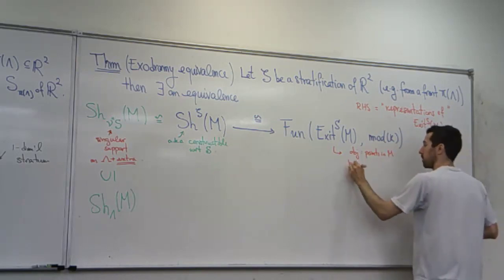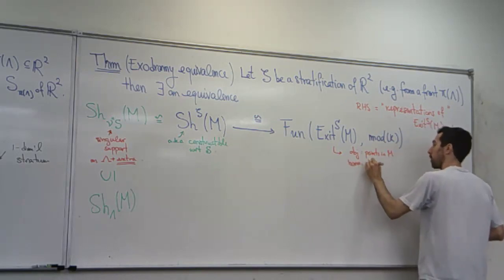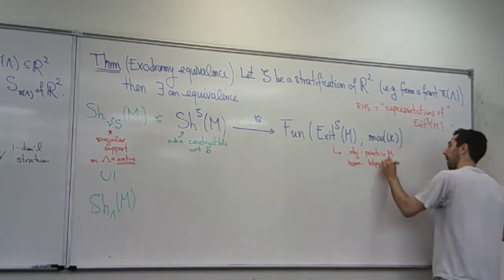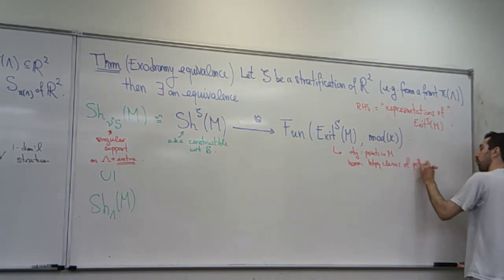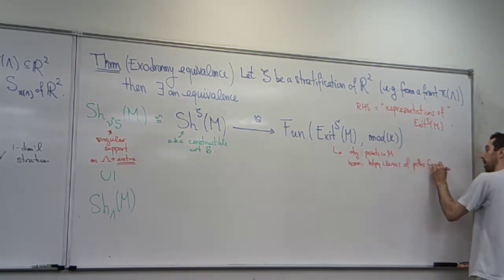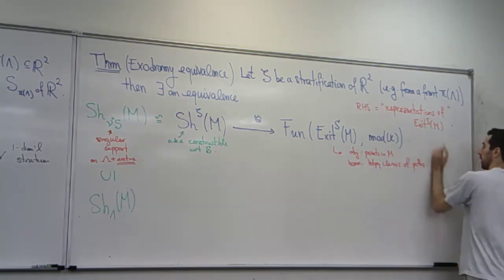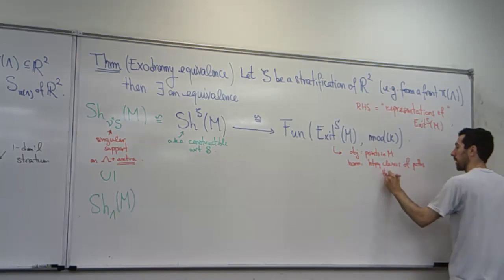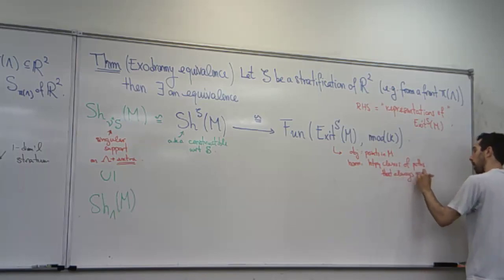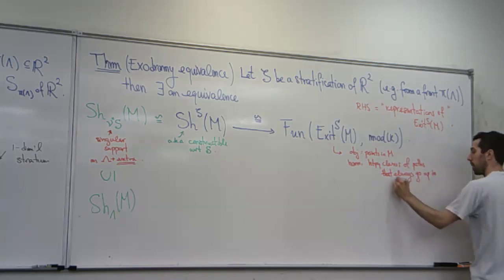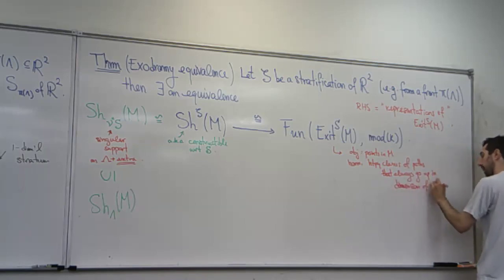And it has morphisms given by homotopy classes of paths from a lower stratum, from paths that always go up in dimension, that always go up in dimension of stratum. Okay, let me give you an example.